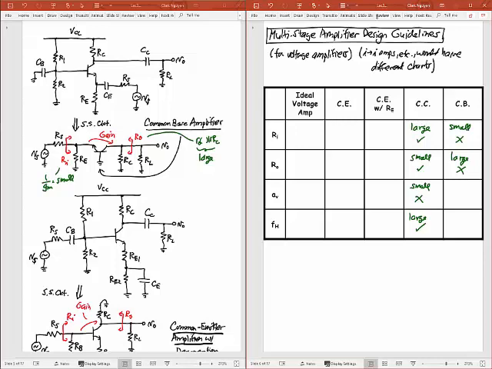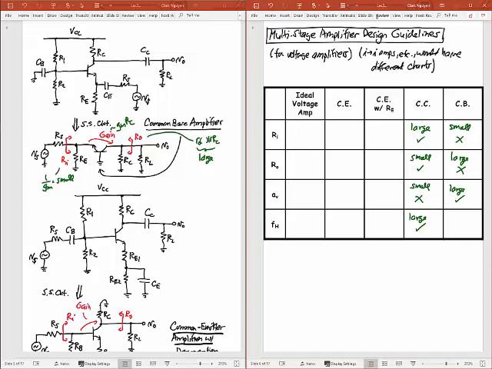Now in terms of gain across this thing, remember what that gain is now. It's equal to about gm times my output resistance, which is RC in this case. That's pretty large. Okay, so that gain I'm going to say is large. And I like that. I'm going to put a check mark there.